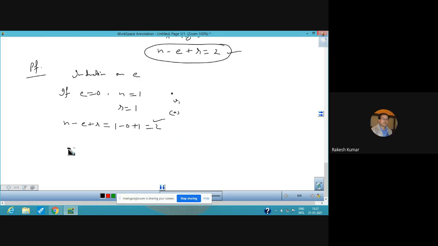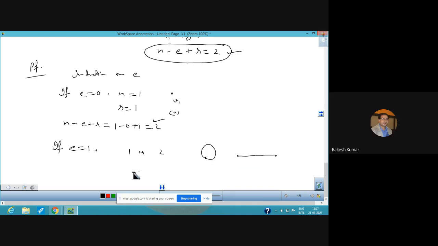Second, if E is equal to 1, meaning one edge is there, then the number of vertices of G is either 1 or 2. How can it be 1? Just see, if there is one edge, the figure can be like this, a loop. So this is one graph, and the second case will be this. Just see, one edge is there in both graphs, but in this graph we have one vertex, and in this graph we have two vertices.